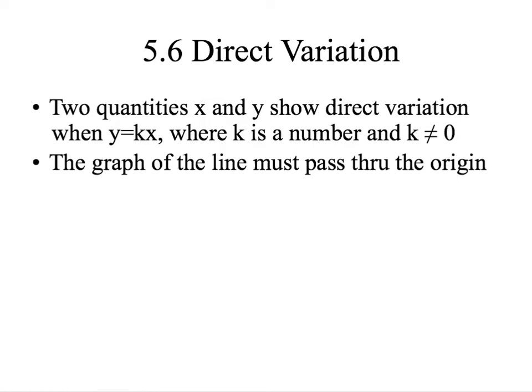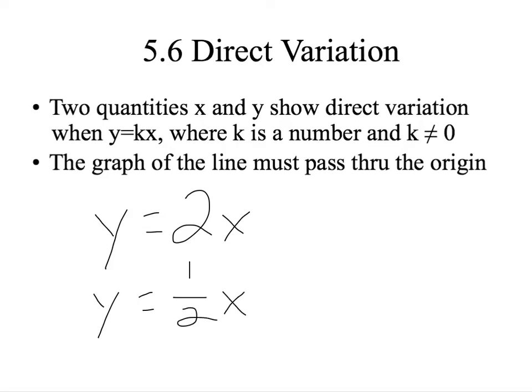It says here two quantities x and y show direct variation when y equals kx, where k is a number and k does not equal 0. Don't let that confuse you. Basically, if you have an equation that looks like y equals 2x, y equals 1/2 x, those are direct variation.